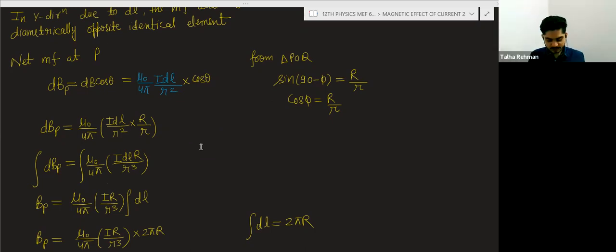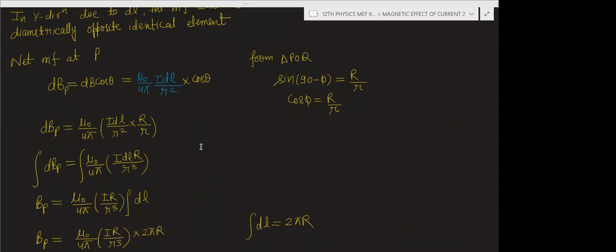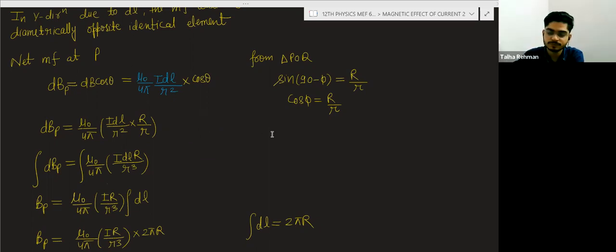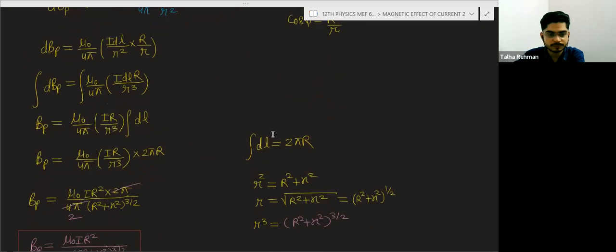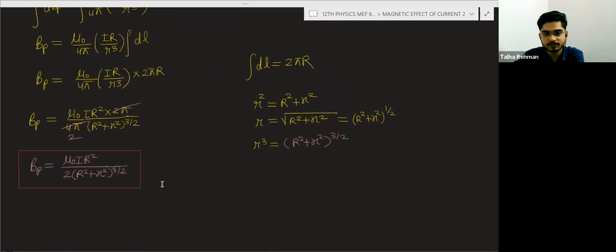You have to practice this derivation at least 2 or 3 times. Sir, can you scroll down? Matthew and Nawal, should I scroll down? Yeah. I think this is the final. So B suffix P is the magnetic field at point P.